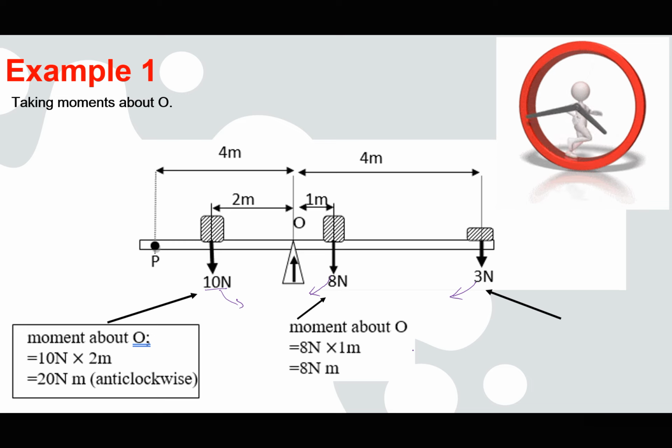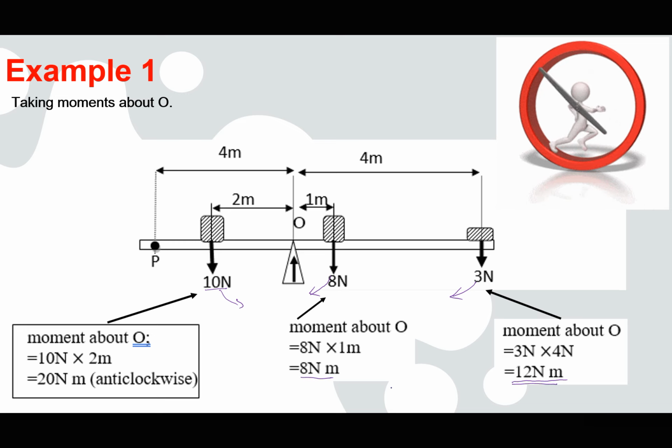Then we also have a moment caused by 3 newtons and the perpendicular distance is 4 meters. So this gives us 3 newtons times 4 meters, which gives us 12 newton meters. So on the left-hand side, the total anti-clockwise moment is 20 newton meters. On the right-hand side, if we add up 8 newton meters and 12 newton meters, the total clockwise moment is also equal to 20 newton meters.